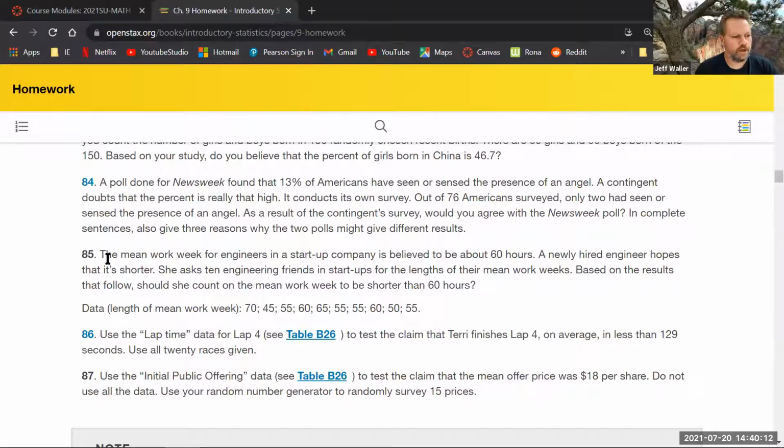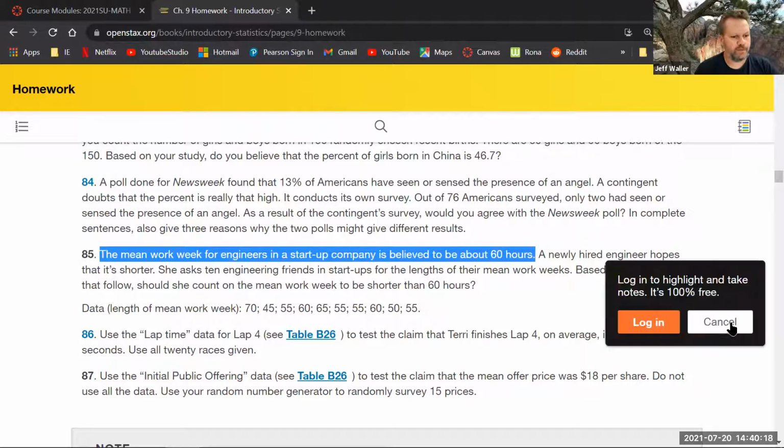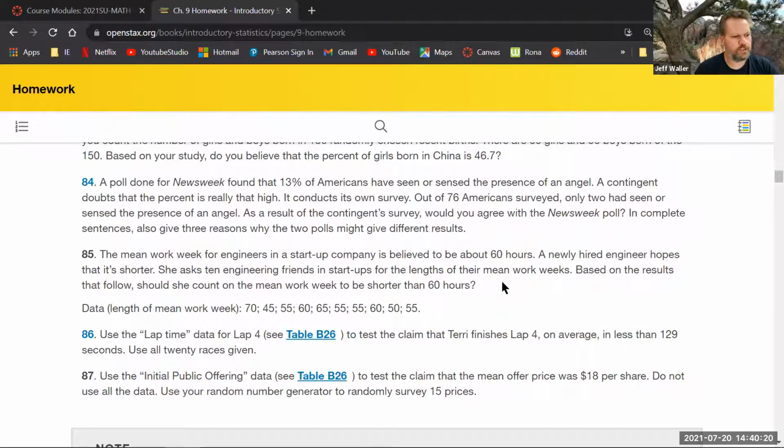Again, very often they have a setup for where a number comes from. Why would this person hope it to be shorter than 60? Because it's been believed to be about 60. So that's where her claim comes from. She's not just coming in there saying she has no idea, but she thinks it's less than 60. It establishes a number that somebody else can say, I think that's wrong. And that's your claim.